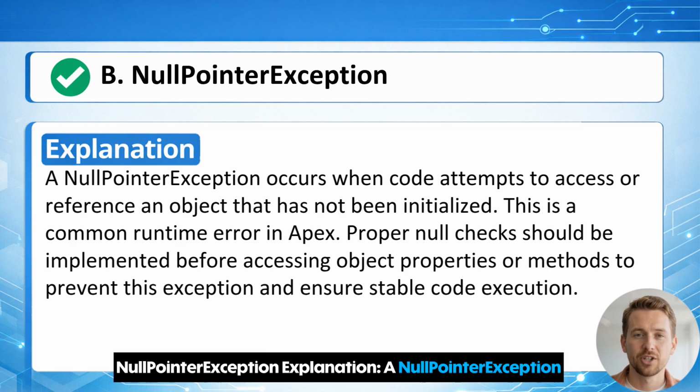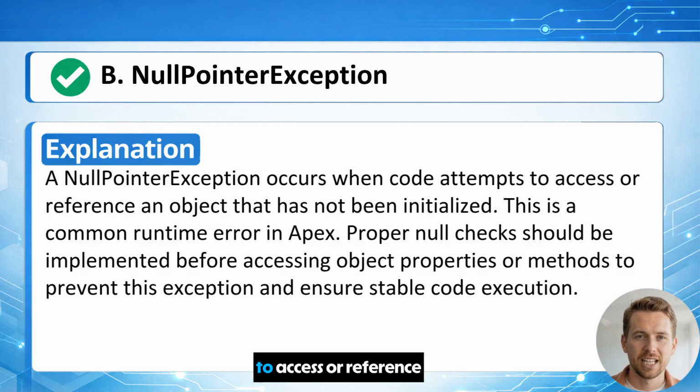Explanation. A null pointer exception occurs when code attempts to access or reference an object that has not been initialized. This is a common runtime error in Apex. Proper null checks should be implemented before accessing object properties or methods to prevent this exception and ensure stable code execution.